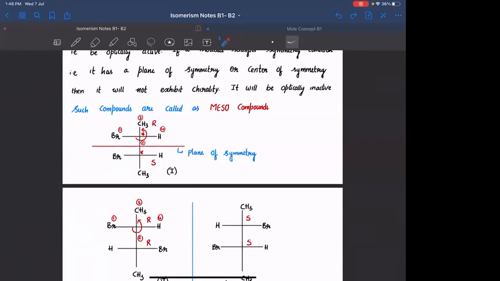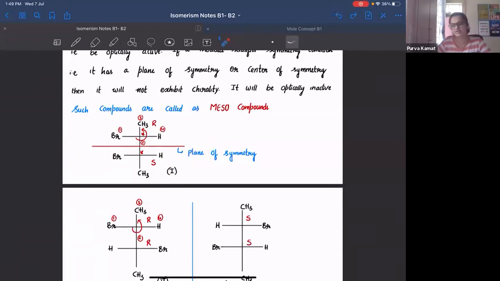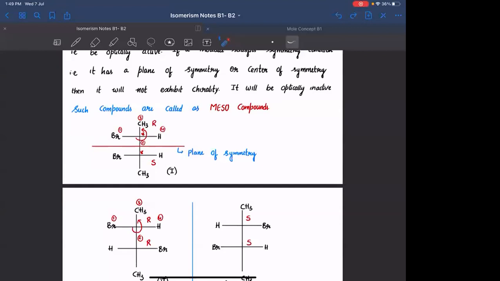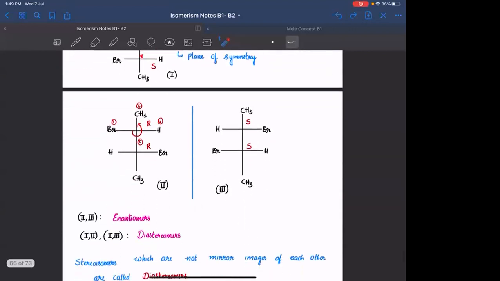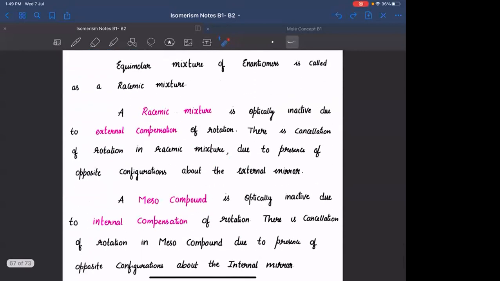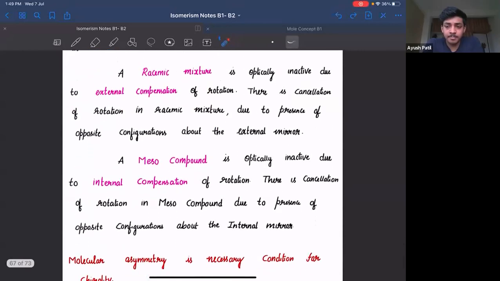A meso compound is optically inactive due to external compensation. True or false? False. It is optically inactive due to internal compensation. Agreed? Everyone clear? So these are the same points written here.